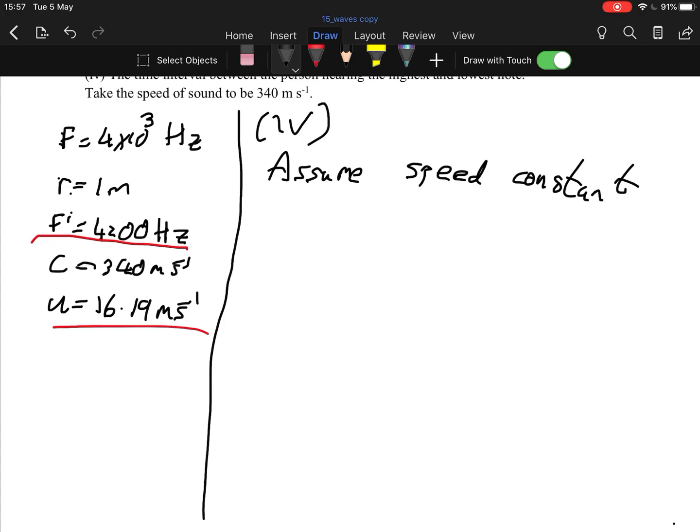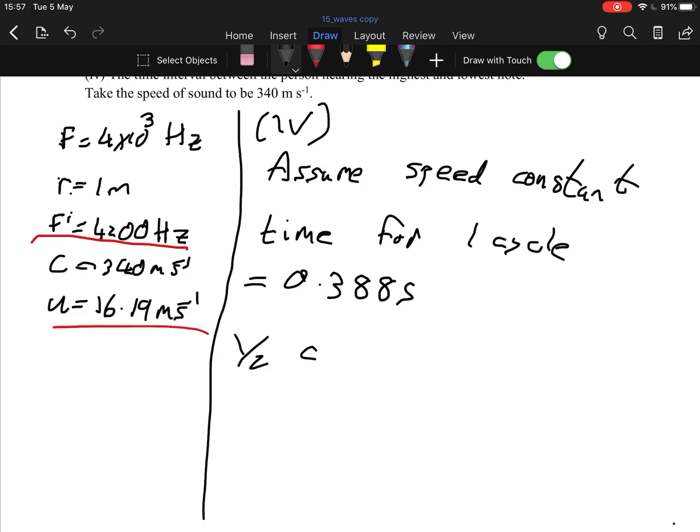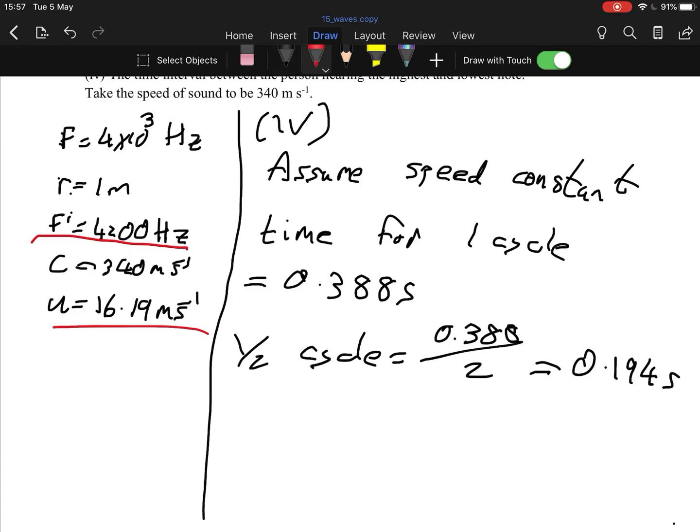We negate all the other factors and simply, so time for 1 cycle we got previously as 0.38 seconds. So therefore we just simply, so for half a cycle, there you go. Because we're going from the highest, which is at one of the points, to the lowest, which is directly opposite it. So therefore half the circle, 0.194. And there you go, and that's it.